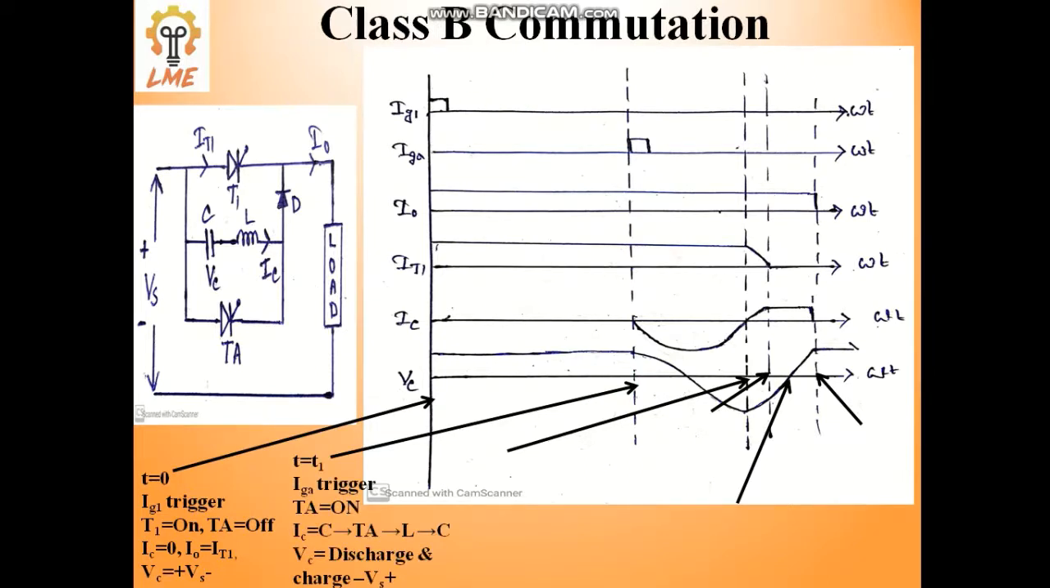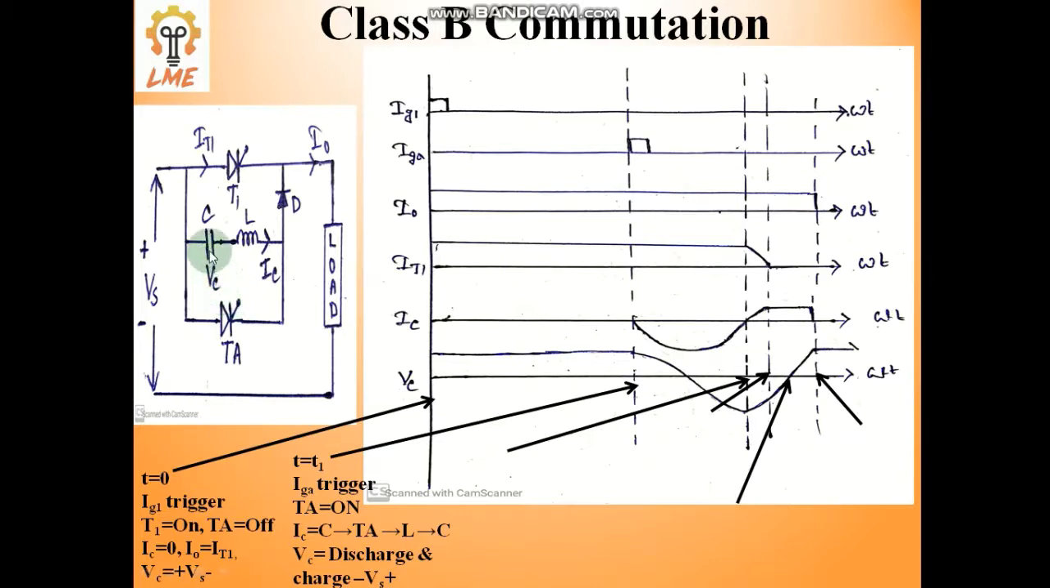Now we consider the second point, at t equal to t1, this particular point. At this point, what will we do? We again supply a pulse, this time to the auxiliary thyristor. So the auxiliary thyristor is obviously on with the gate trigger. When the auxiliary thyristor is on, it acts as an on switch, and since this side of the capacitor is positive and this side is negative, it can easily be turned on by applying the gate terminal.